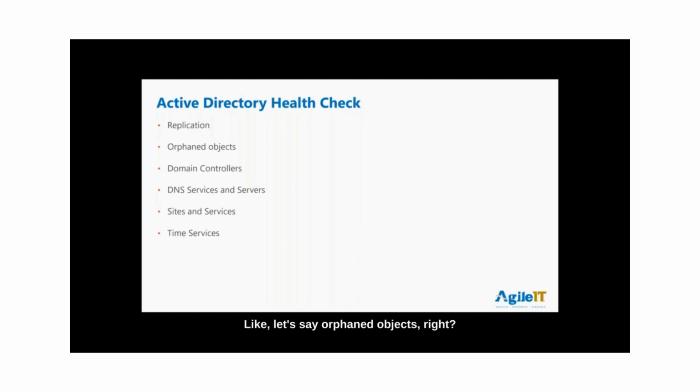Like, let's say orphaned objects, right? Like, oh yeah, there are some servers in there that are old servers, but we don't use them anymore. So what's the big deal? Well, they used to be domain controllers or something like that. It's a pretty big deal, right?